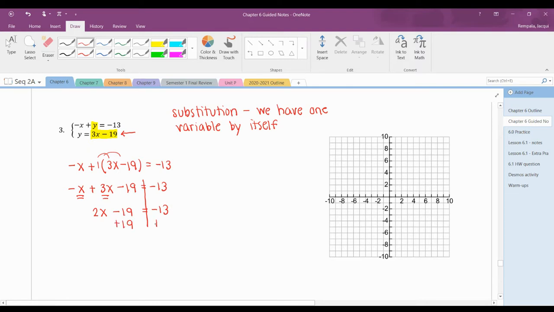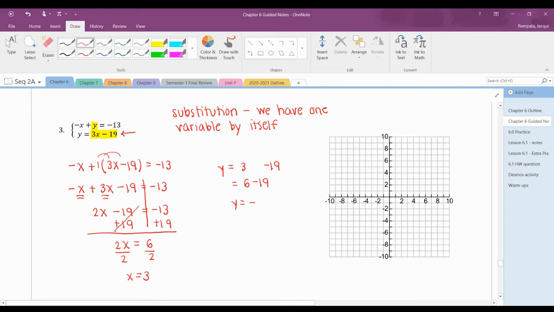I'm going to then add 19 over to the other side. That gets rid of it there. We have then 2x = 6. I'm going to divide by 2, and we get x to be 3. I'm going to go back to the equation where I have my arrow. So y equals, we'll have 3 times now 2 minus 19. Well, 3 times 2 is 6. 6 minus 19 is going to give us a value of negative.